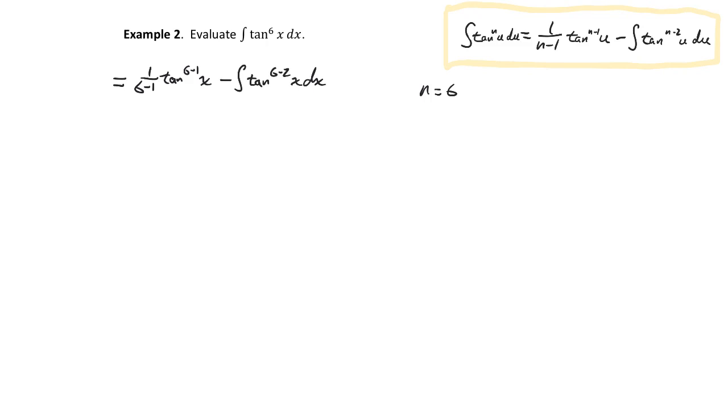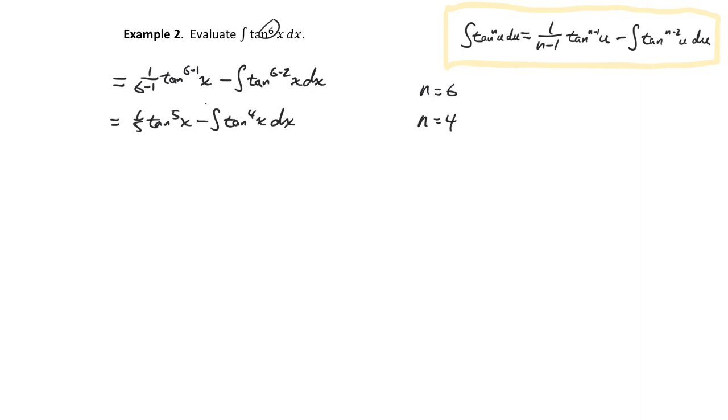Now I'm throwing in some extra steps here. We'll probably cut things short when we do the next couple of steps. But we have 1/5 tangent to the 5th of x minus the integral of the 4th power of the tangent of x dx. So we've taken the 6th power and reduced it to the 4th power here. Well, if I look at my formulas again, I do not have one for the integral of the 4th power of the tangent, so I have to use my formula again. This time, however, we'll do it with n equal to 4.